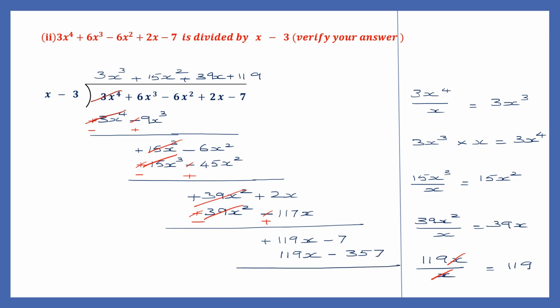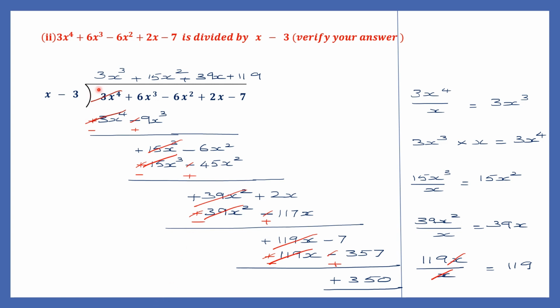Now we are going to subtract. So the sign will change. Plus will become minus. Minus becomes plus here. Now here we have plus 119x minus 119x, which is 0. So cancel it. Now here we have minus 7 plus 357. So here signs are different. So put the sign of the bigger number and subtract. 357 minus 7 is 350. So we have a remainder this time as 350.